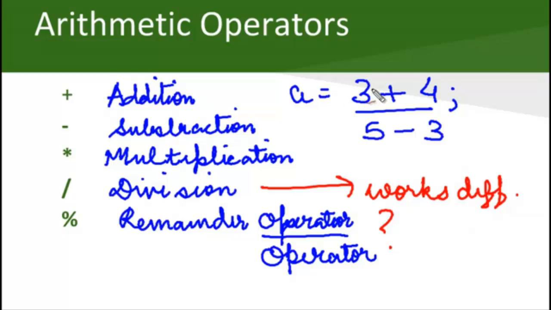Apart from integers, these operators can also be applied to real value numbers. For example, we can have 3.3 times 5.2, using the multiplication operator symbol, and we can store this in B. So arithmetic operators perform mathematical operations, and there are 5 of these operators.